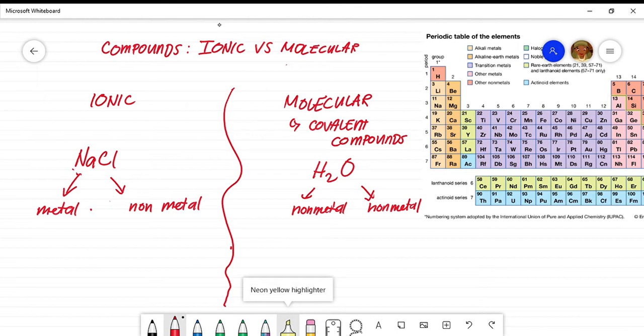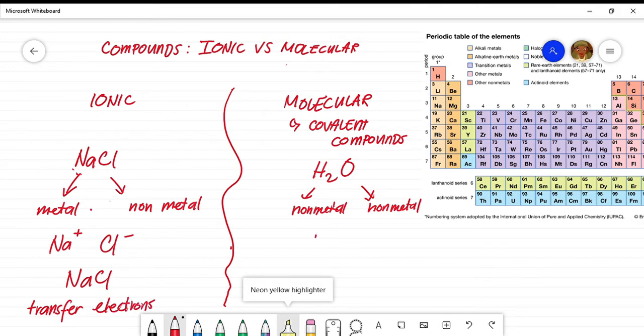So Na is a positively charged ion and Cl is negatively charged. They transfer their electron. The Na or the sodium loses one electron to the Cl, and Cl accepts one electron from the sodium. So we have NaCl. They transfer electrons.